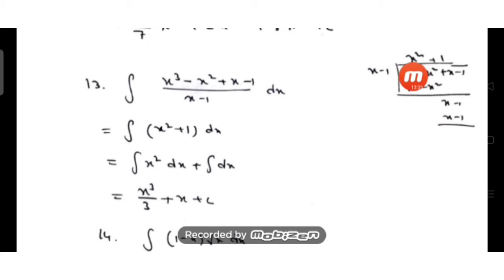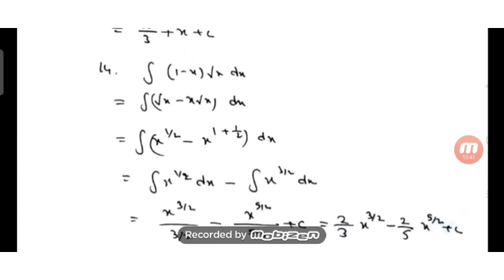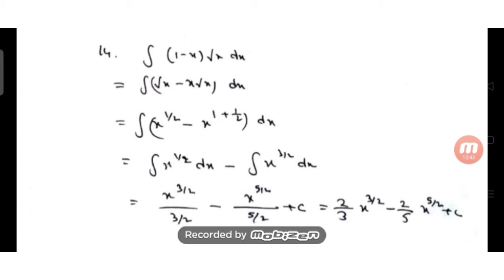So we have got our quotient is x square plus 1. This is very simple. Separate it into two parts and do the integration. Power increase by 1, divided by 3. Integration of dx is x plus c. So always you see everywhere I have applied formula. So try to remember the formula properly.